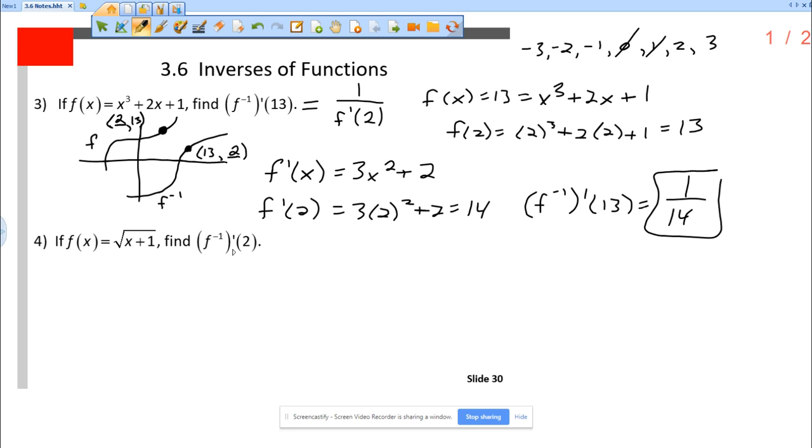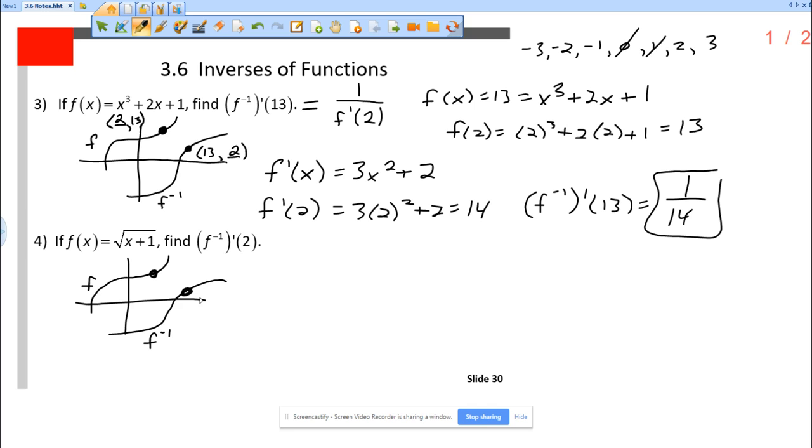All right, number 4, basically the same problem. Okay, so we start off with this picture, all right, same picture every time, and then we pick these corresponding points. All right, so now I'm going to call this one f inverse, I'm going to call this one f.